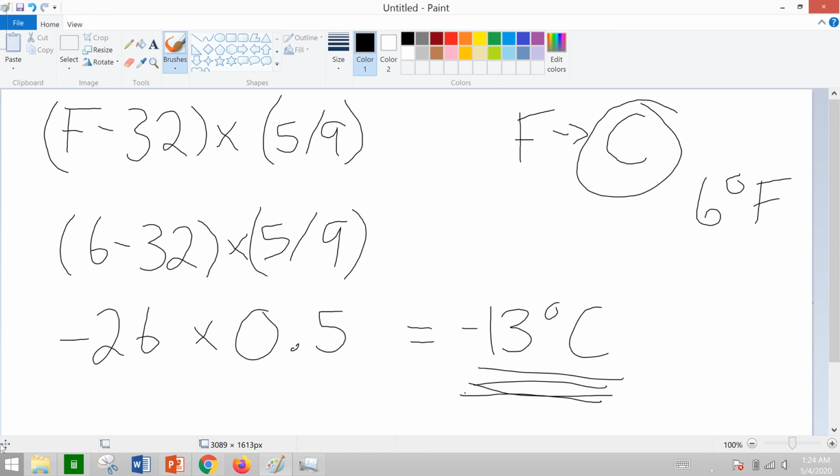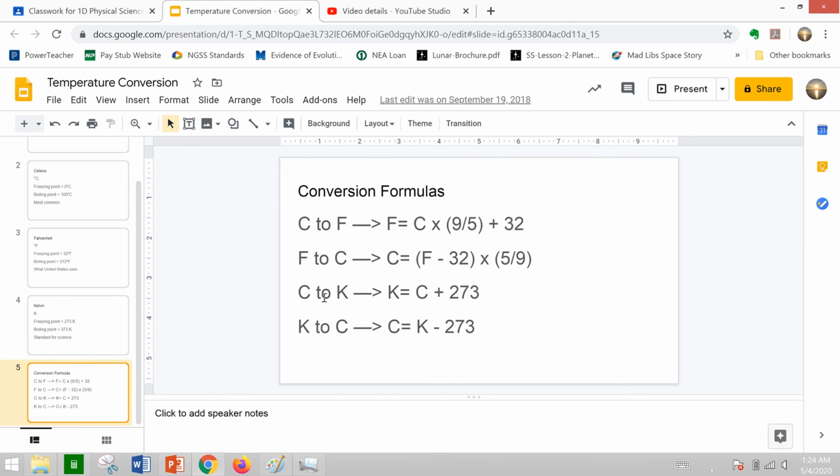Now I'm not going to demonstrate for you these two because they're very easy. You should be able to do them on your own.